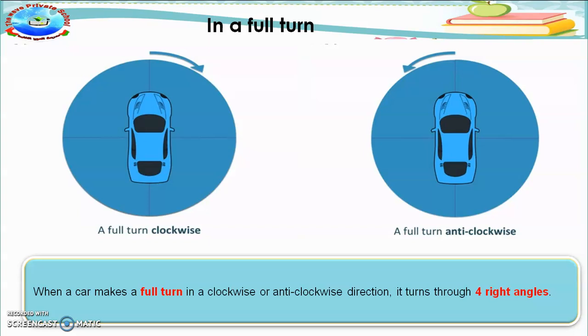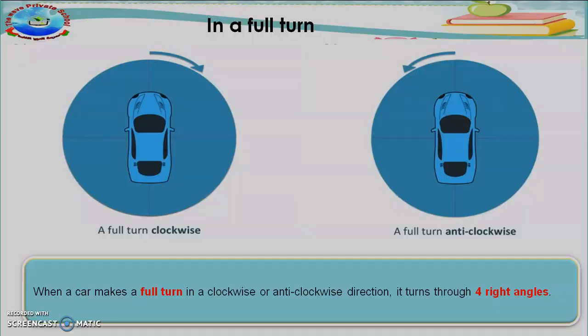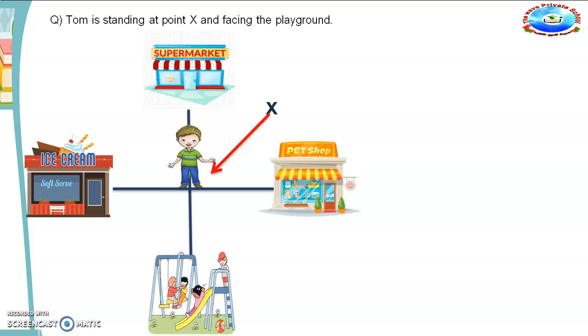Hope you understood all the cases. Now we have a question. Read the question. Tom is standing at a point X and facing the playground. Look at the picture. Tom is standing at the point X and facing the playground. Here is the ice cream shop, here the supermarket and here is the pet shop.